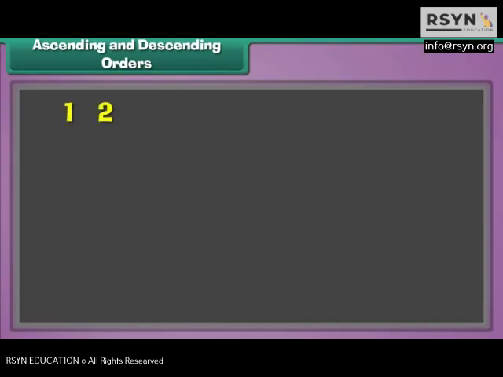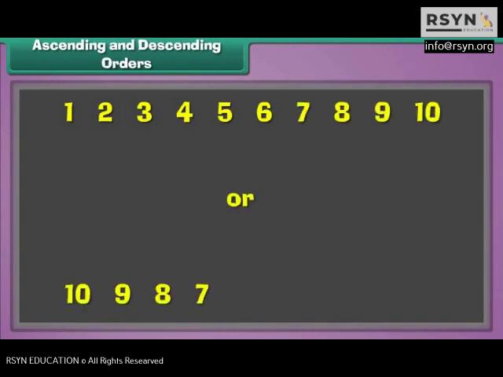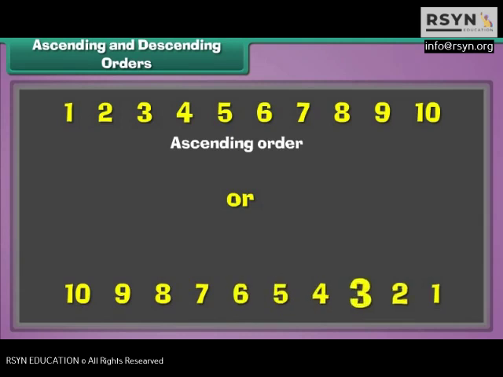1, 2, 3, 4, 5, 6, 7, 8, 9, 10 or 10, 9, 8, 7, 6, 5, 4, 3, 2, 1. Arrangement of numbers from the smallest to the largest is called ascending order. Arrangement of numbers from the largest to the smallest is called descending order.